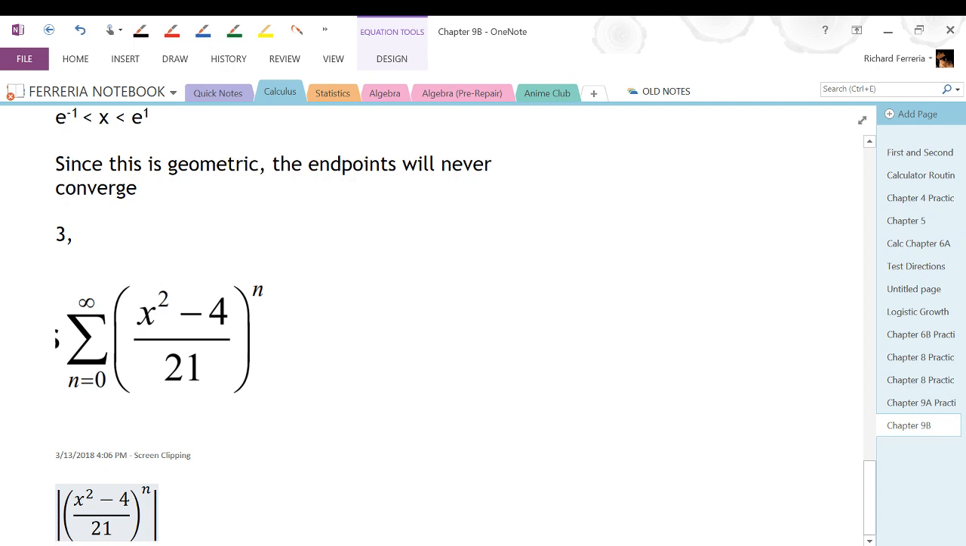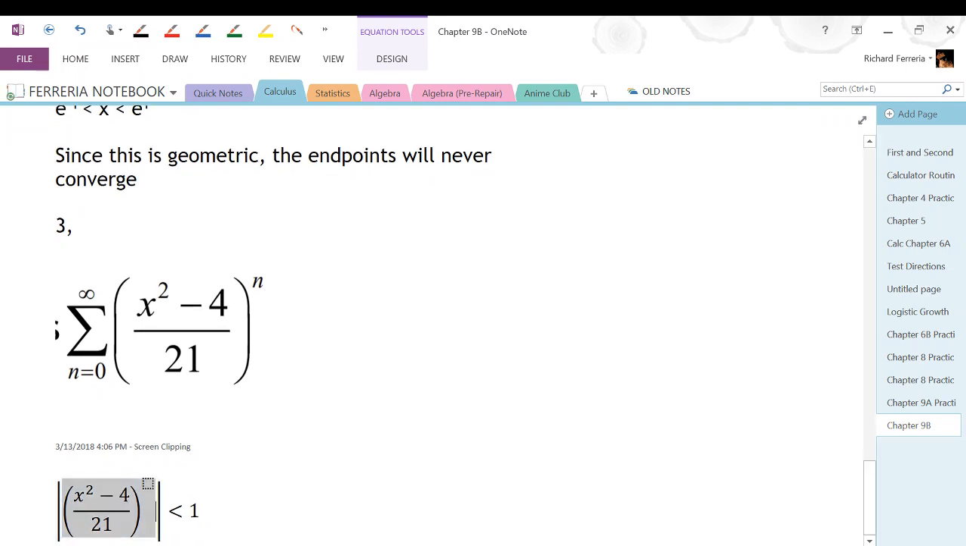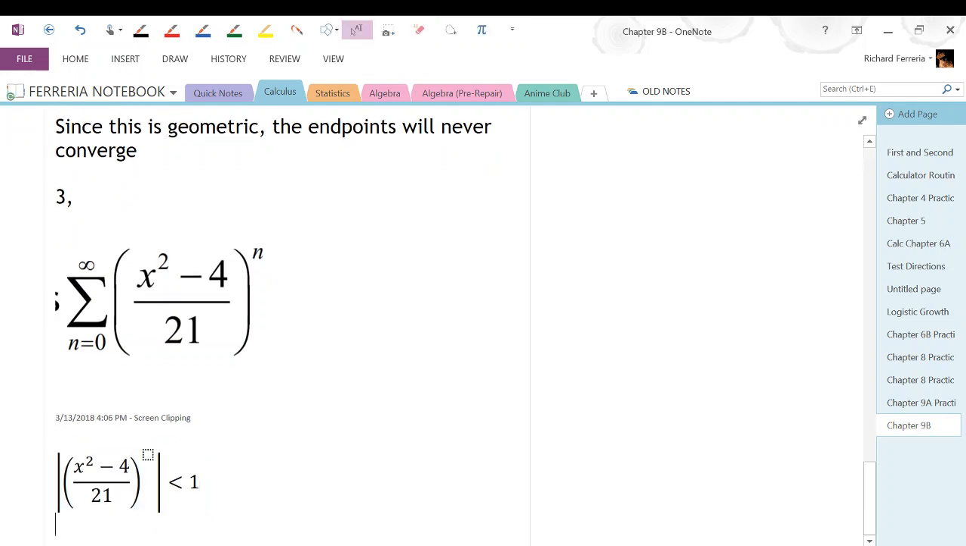Absolute value. This needs to be less than 1. Oh, what am I doing? It's just, I don't need the power, right? Okay, we can multiply both sides by 21, right? So we got the absolute value of x squared minus 4 should be less than 21, right?